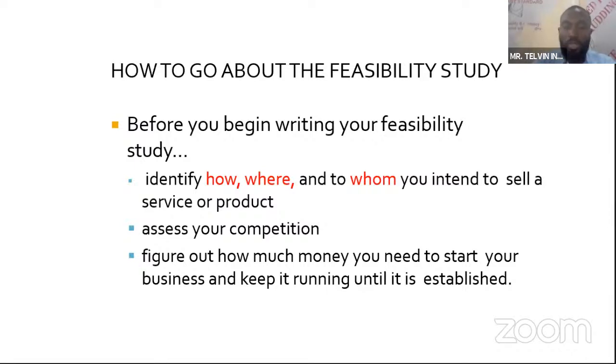You have a product that you want to produce, let's say organic cream or organic drink. How do you intend to sell this what? Organic drink or organic cream? Where do you intend to sell this organic cream or organic drink? And to whom do you intend to sell this what? Organic drink or organic cream?